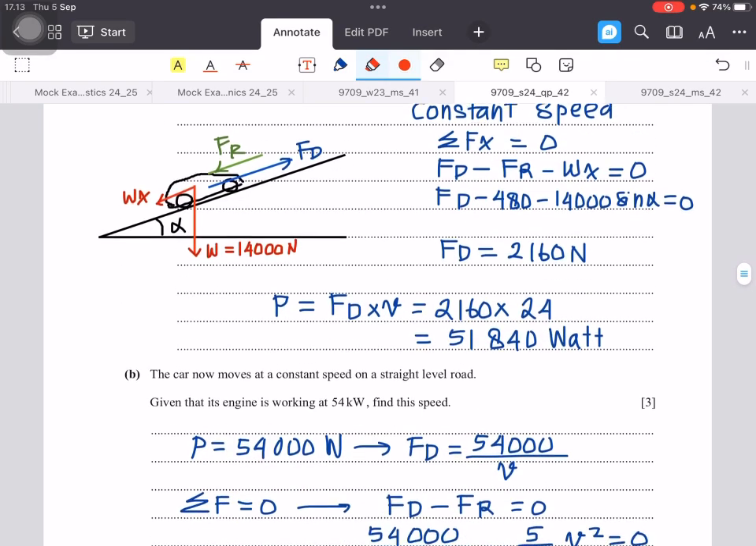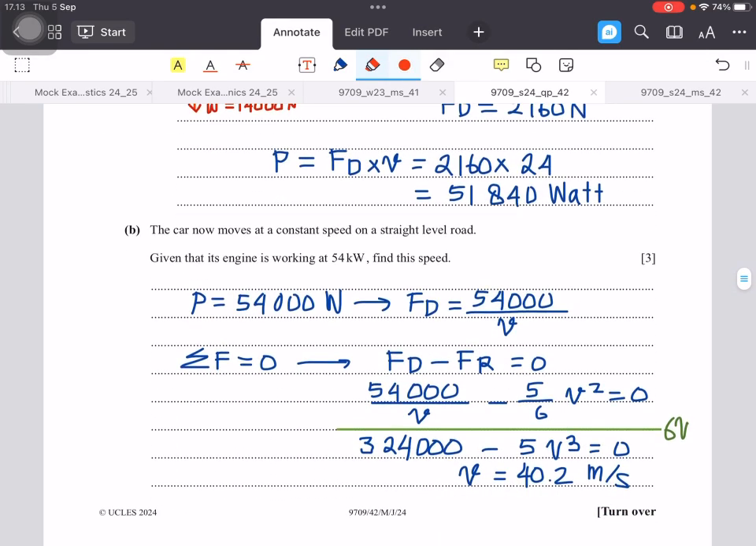And then for part B, the car now moves at constant speed on a straight level road. Given that its engine is working at 54 kilowatt, find this speed. So the power of the car is 54,000 watt. The driving force in terms of v is 54,000 divided by v.